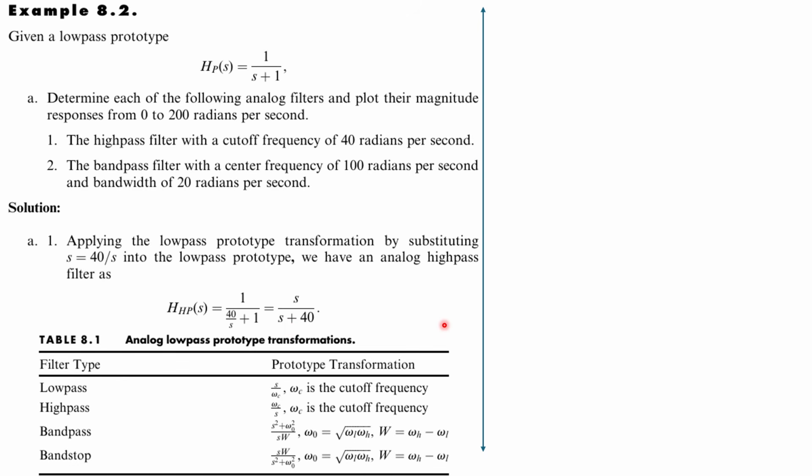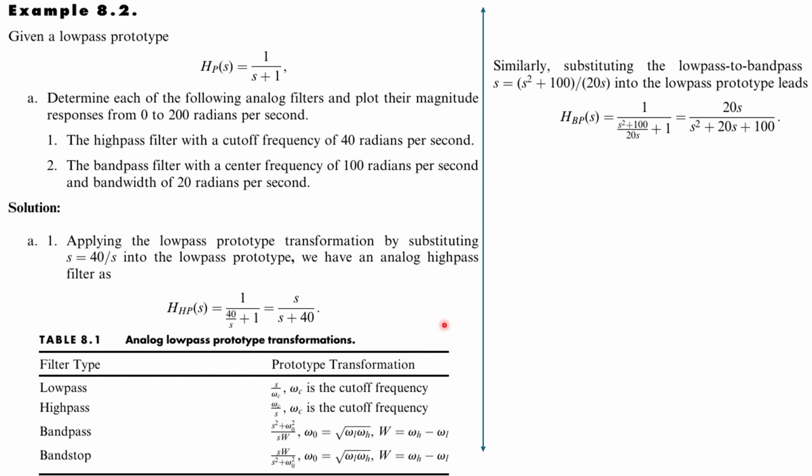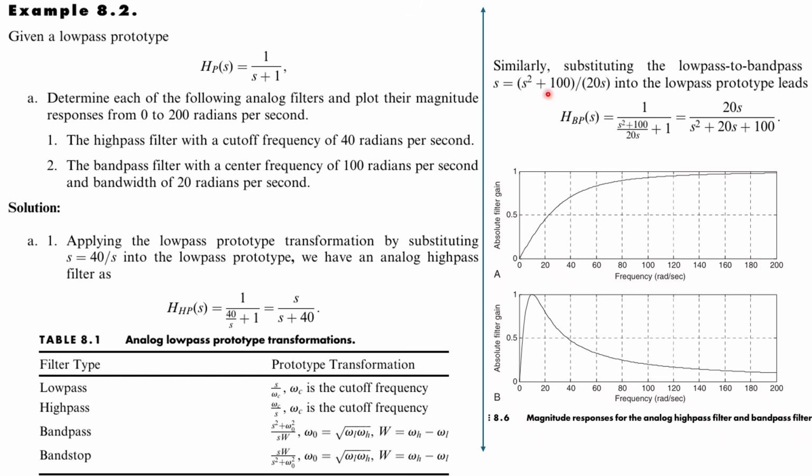So here is the summary actually. Here H(s) you can get as 1 over (s square plus 100) divided by 20. Then we substitute these values into the low pass in order to get the value of the band pass filter. So why are we substituting s as (s square plus omega square) divided by 20s? You can check in the previous slide, right? We have already discussed it, and you can also check it here.